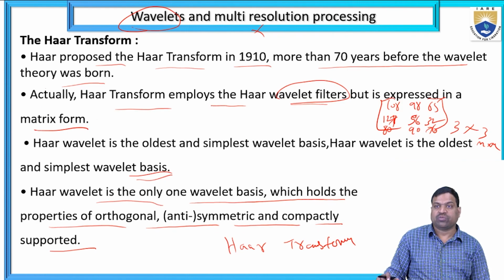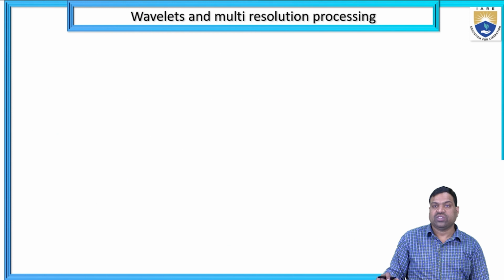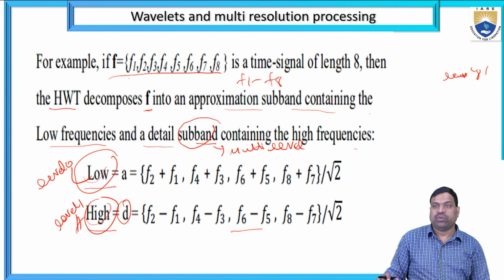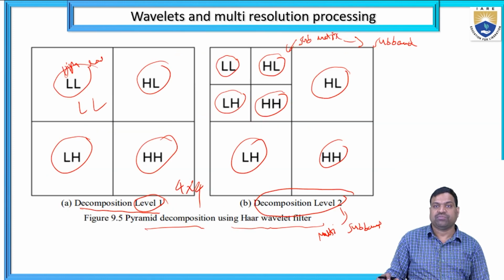It is a Haar transform wavelet for reducing the noise. It is the Haar transform equation: A_m equals (f_2m plus f_2m minus 1) by root 2, D_m equals (f_2m minus f_2m minus 1) by root 2. Here I am taking length 8 of the Haar wavelet transform with 2 levels, high level and low level. Low level equals (f2 plus f1), (f4 plus f3), (f6 plus f5), (f8 plus f7) by root 2. High level D equals (f2 minus f1), (f4 minus f3), (f6 minus f5), (f8 minus f7) by root 2.